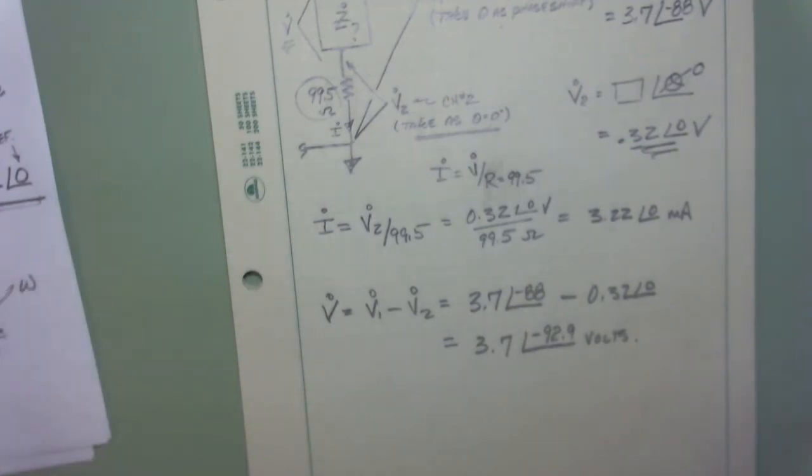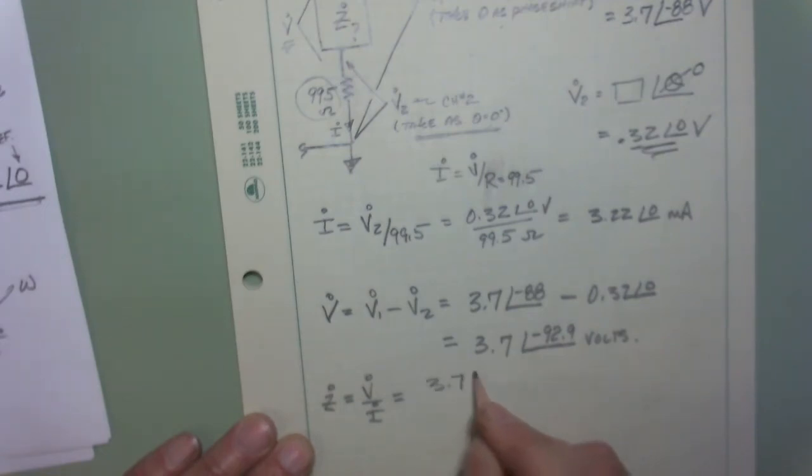Yeah, I think we're okay with that. Okay, so we've got that, let me finish up here. So now the impedance Z, and this is again from Ohm's law, Z is equal to voltage divided by the current, right? So I'm going to take this 3.7 at minus 92.9, and I'm going to divide by what? The current.